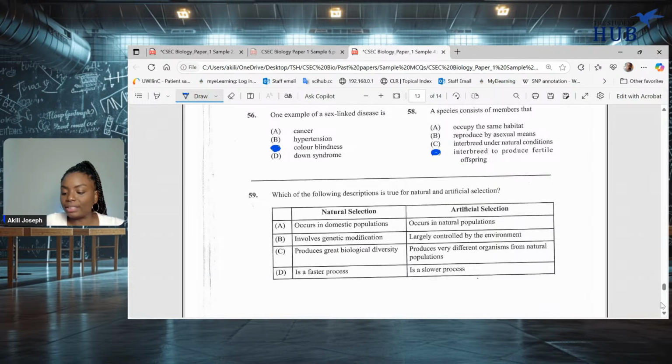59, which of the following descriptions is true for natural and artificial selection? So natural selection is about survival of the fittest, best suited for the environment, whereas artificial selection is the selection of organisms based on characteristics important to humans. So the best combination that we're going to have here is what? I'm seeing C, that natural selection produces great biological diversity, whereas artificial selection produces very different organisms from natural populations. So yes, C: artificial selection is best suited for man. That's economically important, but it is not necessarily going to be able to survive in the wild.